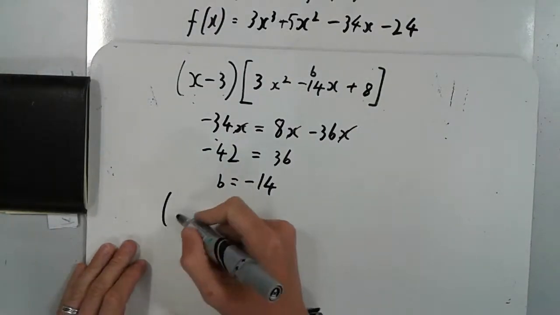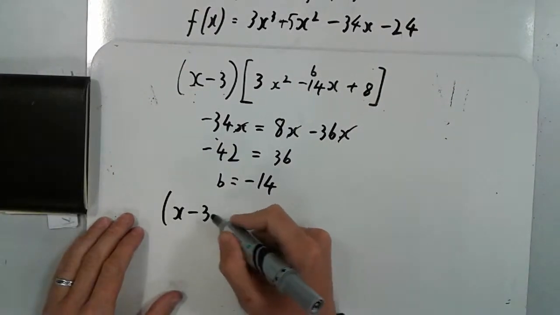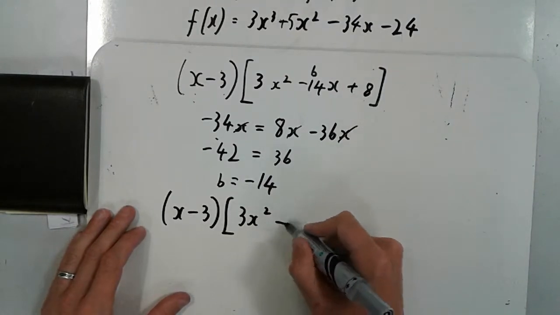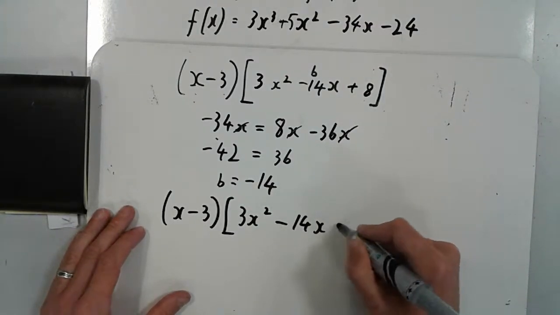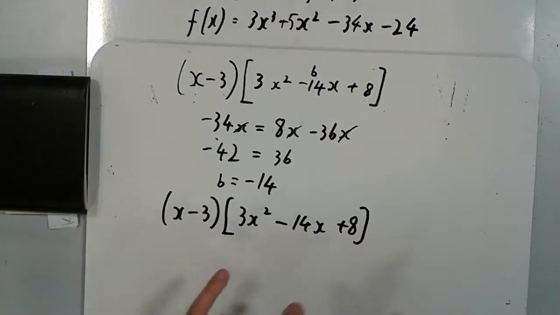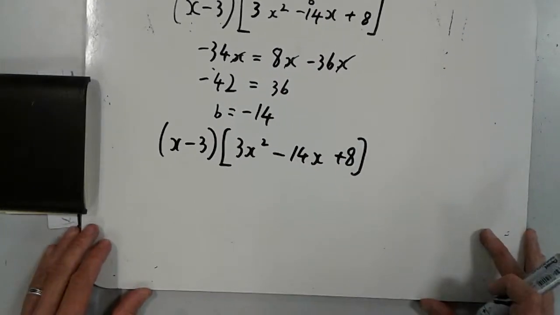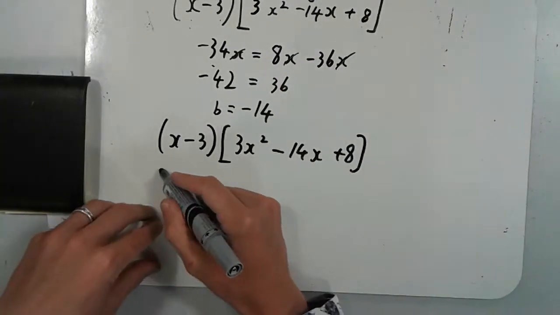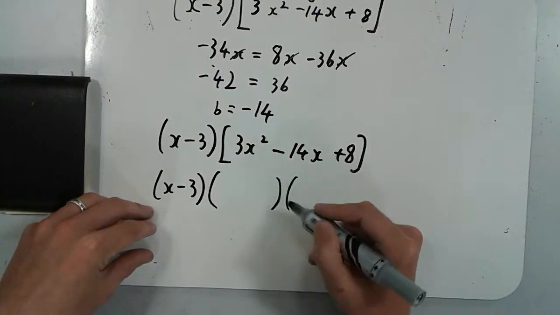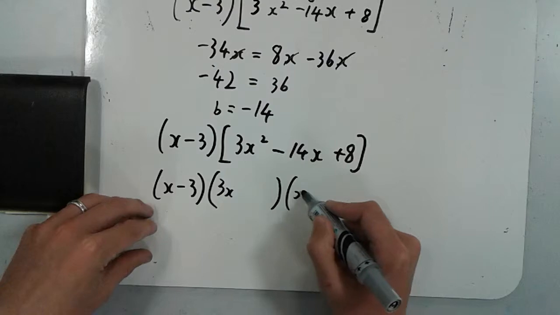Now we can factorise this fully. x minus 3, 3x squared minus 14x plus 8. Again, just using the square brackets to remind me I still need to do some work. Let's factorise this. So we're going to get x minus 3. Not an easy one, but we know it's got to have a 3x and an x.